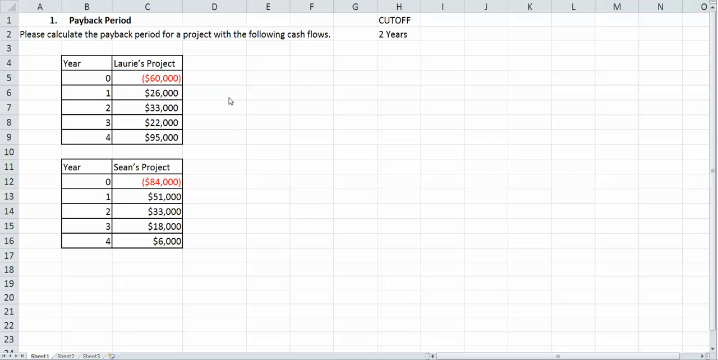In this example, I'm going to show you guys how to do the payback period for decision criteria. As you can see, I have a cutoff period of 2 years right here. So anything over 2 years, we will not do, and anything before 2 years, we will do. And when I say before, I mean, when will we get our money back?